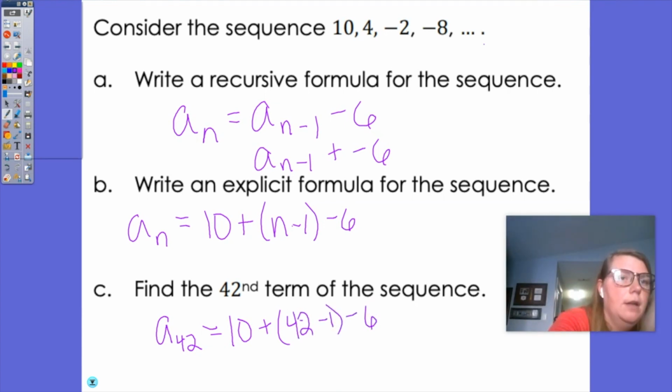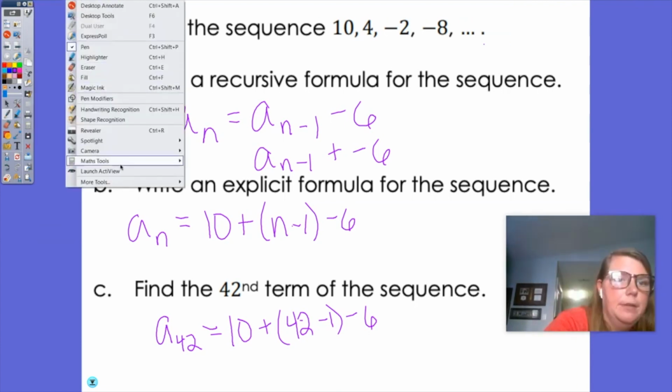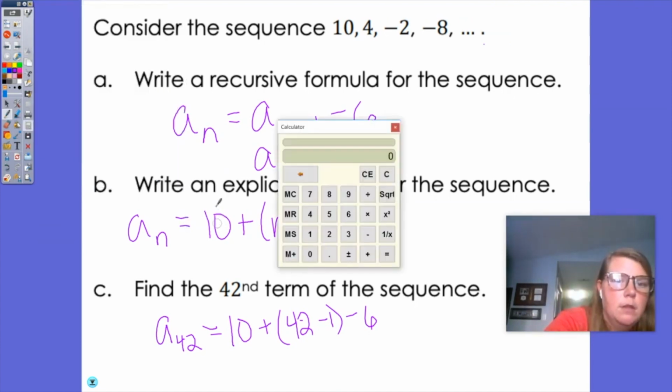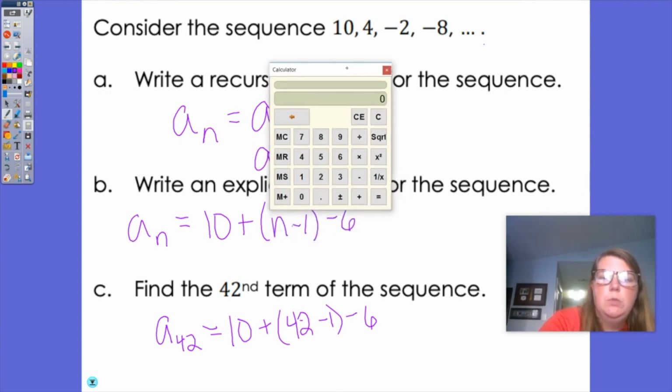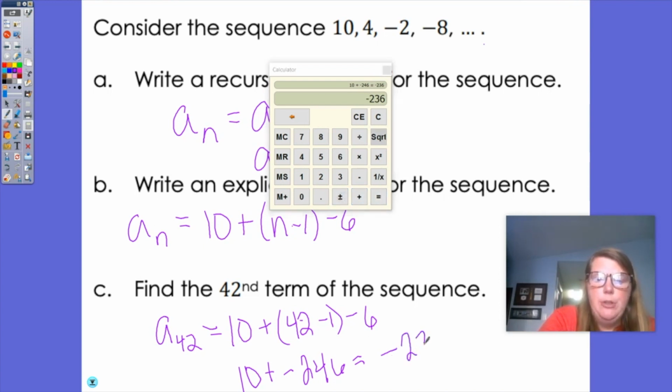And I'm going to be a little cheater here and get out my calculator. So 42 minus 1 is obviously 41. We want to times that by -6. And that would be -246. So 10 plus -246 would be -236. So that would be the 42nd term in the sequence. We would just substitute in 42 for that n value.